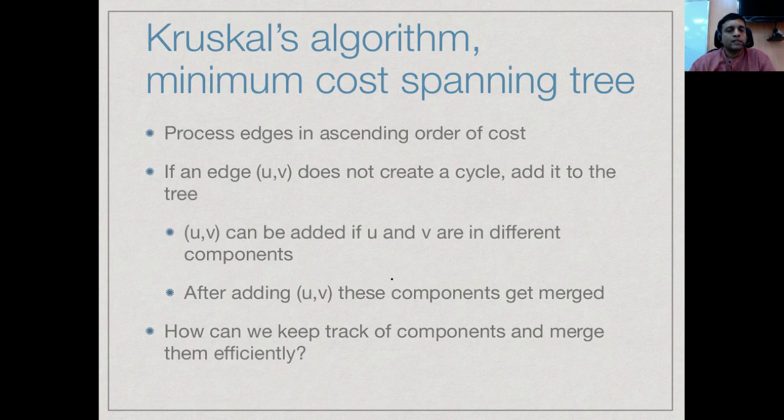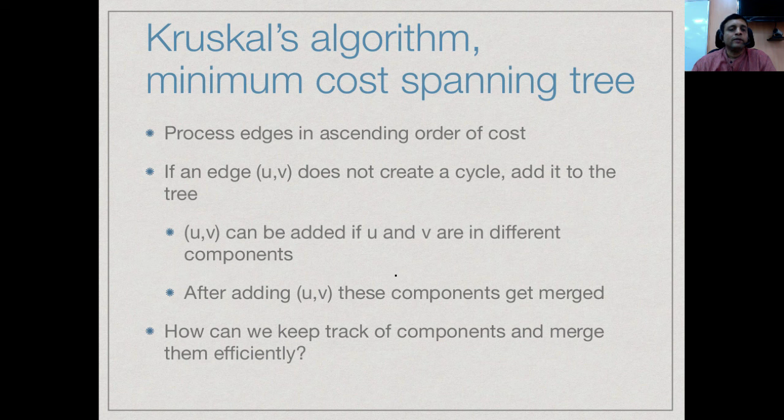So recall how Kruskal's algorithm works. We arrange the edges in ascending order of the cost and we process the edges in this order. Each edge we pick up, if it doesn't create a cycle, we add it to the tree. And we observe that not creating a cycle is the same as keeping track of the components that we have so far and checking that the endpoints lie in different components. So the edge u, v can be added if u and v currently are not connected, they are not in the same component. Now, as a result of adding this edge, the two components do get connected, so we have to merge the two components.